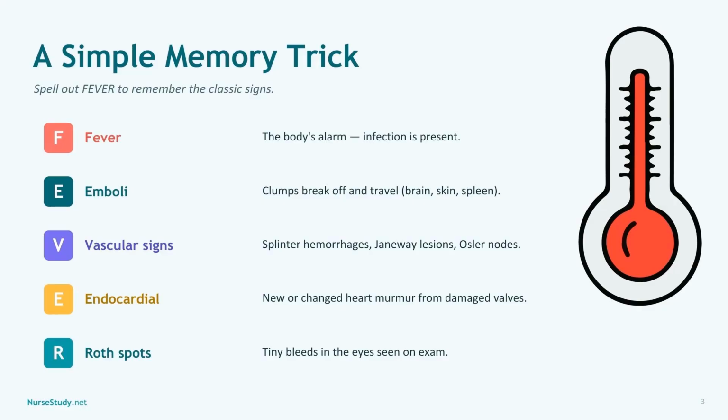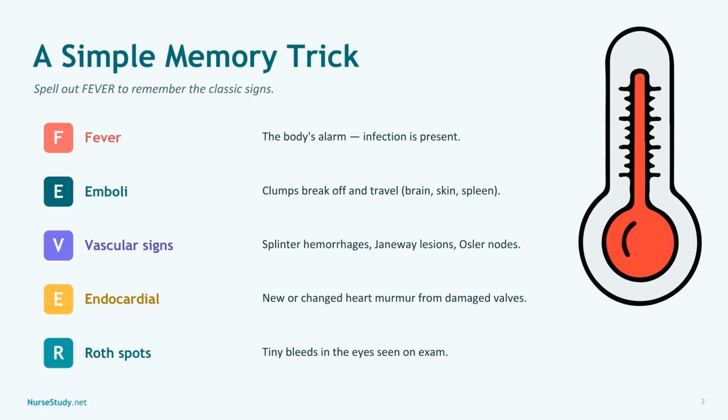A simple memory trick. Now, I don't want you to memorize a giant messy list of symptoms. Instead, I want you to remember one word, fever. Each letter points you to a classic sign of endocarditis. F is for fever. That's the body's alarm bell telling us there's an infection. E is for emboli. Remember those clumps? They can break off and travel to the brain, the skin, or the spleen.